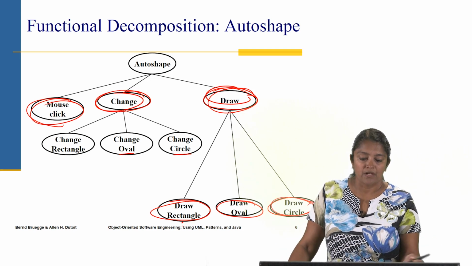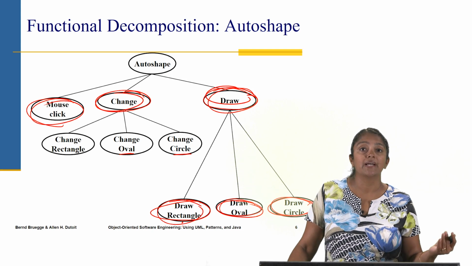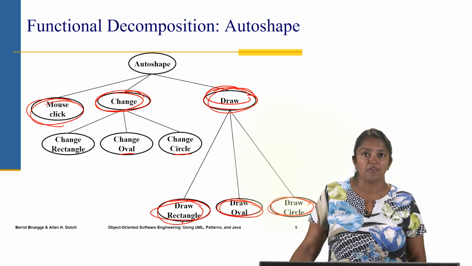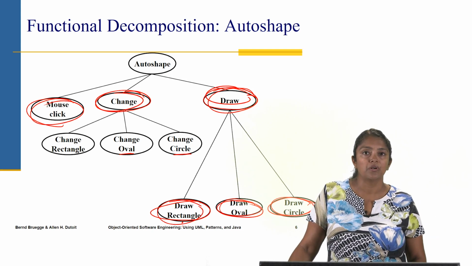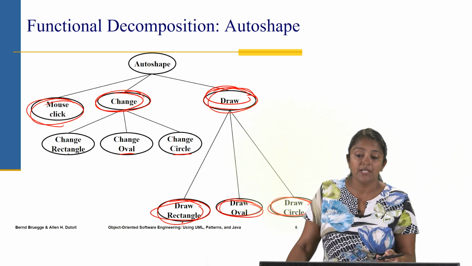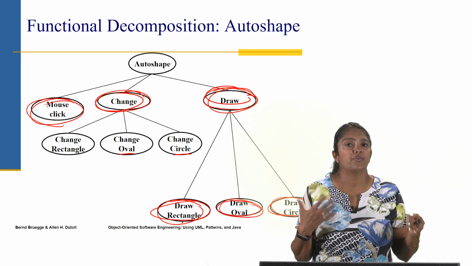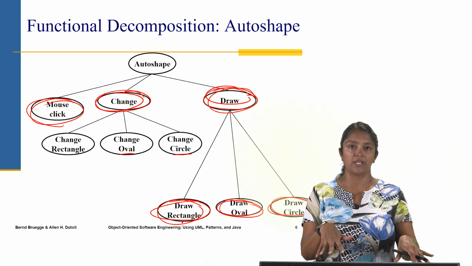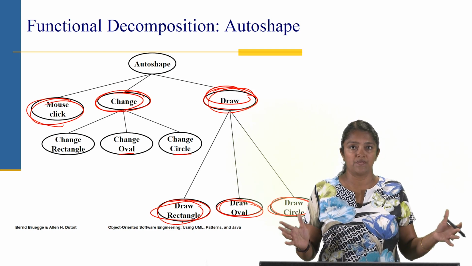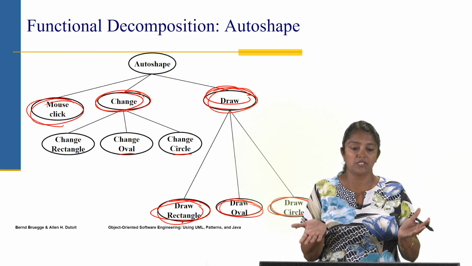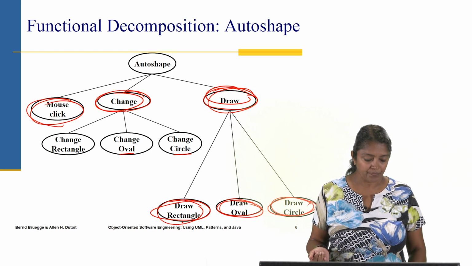In this case, say draw circle, draw oval, draw rectangle are those smallest subfunctions. Maybe they can be broken down further. But then again, what is the purpose that we're doing this for? If it's for design purposes, then maybe stopping at that level is fine, because it gives us a good understanding of the system that needs to be built.